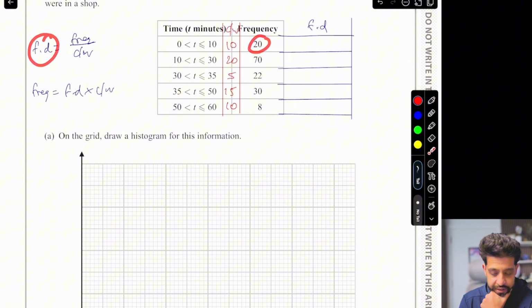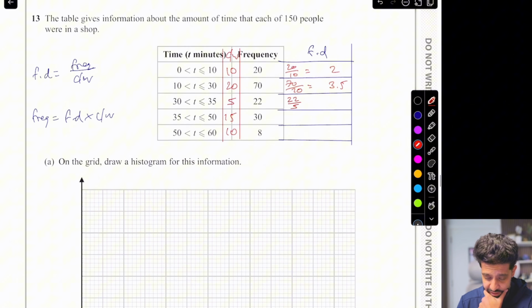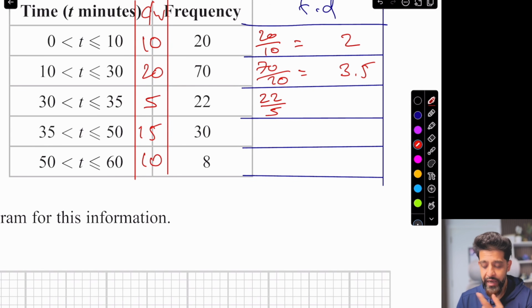So look, frequency density for the first one is going to be the frequency, which is 20, divided by the class width, which is 10. So we're going to do 20 divided by 10. Without a calculator, we can do that. 2. The next one is 70 over 20. 7 over 2 is 3.5. All right, this one's a bit more challenging. 22 over 5. So how many times does 5 go into 22? 5, 10, 15, 20. So it goes in 4 times, and then we've got 2 over 5.